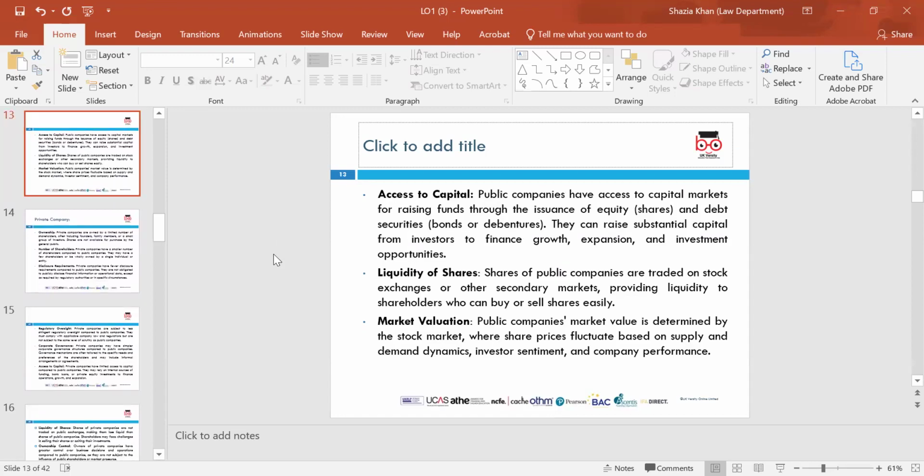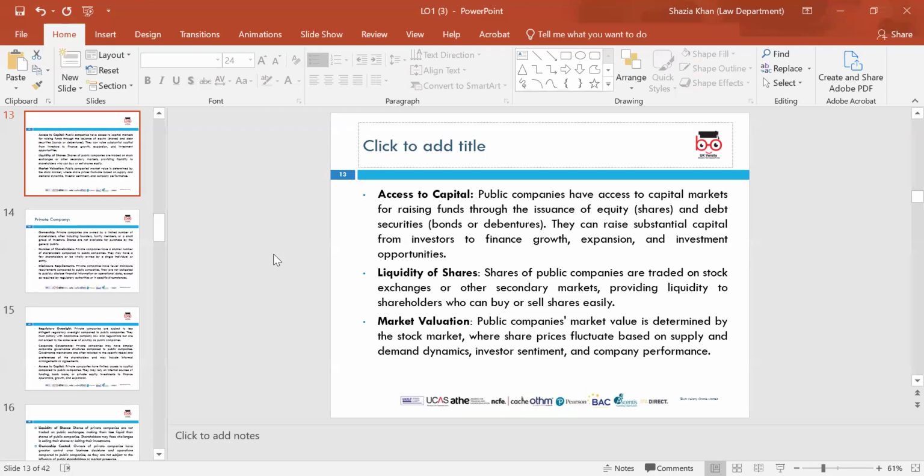Access to capital. So public companies have access to capital markets for raising funds through the issuance of equity, which is shares, and debt securities, bonds, or debentures. They can raise substantial capital from investors to finance growth, expansion, and investment opportunities.